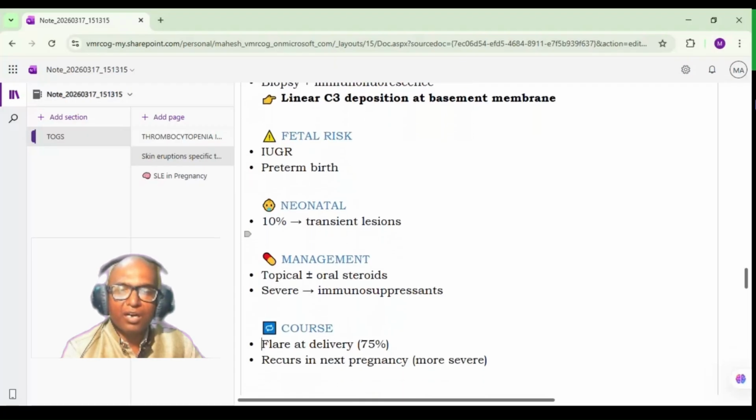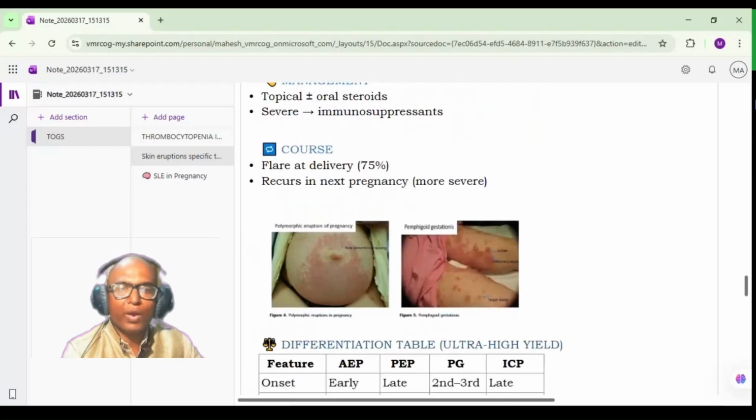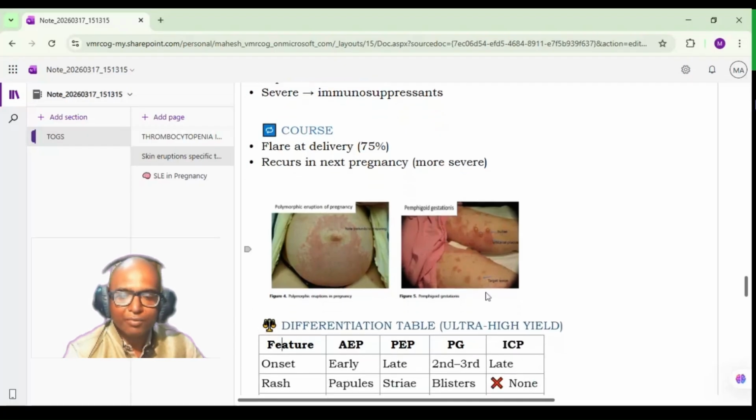Treatment is topical or, if required, oral steroids, and in severe cases immunosuppressants may be required. Generally, this pemphigoid may flare at around delivery, in 75% of cases. Especially a post-delivery flare is known to happen, and it recurs in the next pregnancy, and the severity may be more. So if you see this pemphigoid, these will be the bullous lesions, and this is the PEP where there is a sparing of the umbilicus. If you get an image-based question, it will be helpful, so please go through these images also from the talk.